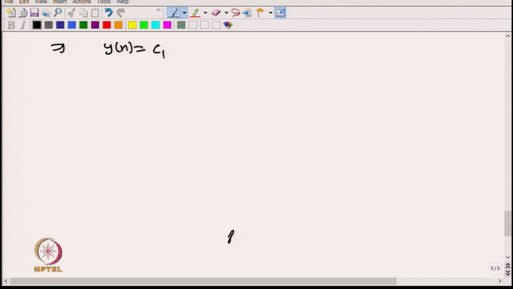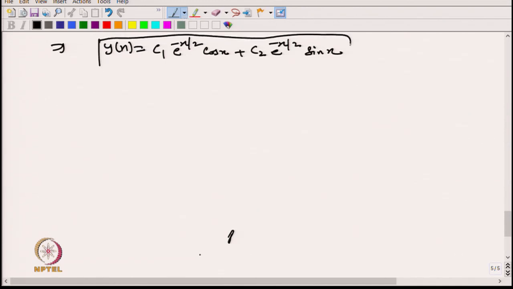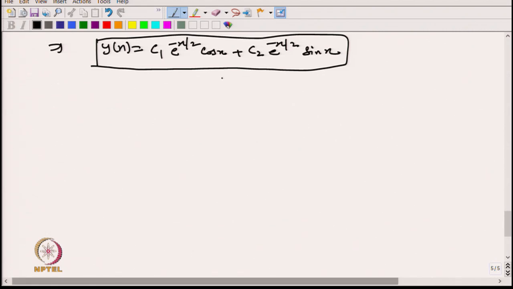So, this will be C1 e raised to power minus x by 2 cos x plus C2 e raised to power minus x by 2 sin x. That will be the general solution of the given differential equation. Because if I have the general solution, then by giving the initial conditions I can find out the values of C1 and C2, and in that case we will get the unique solution of the given equation. Now, after doing this one I will go for case number 3.